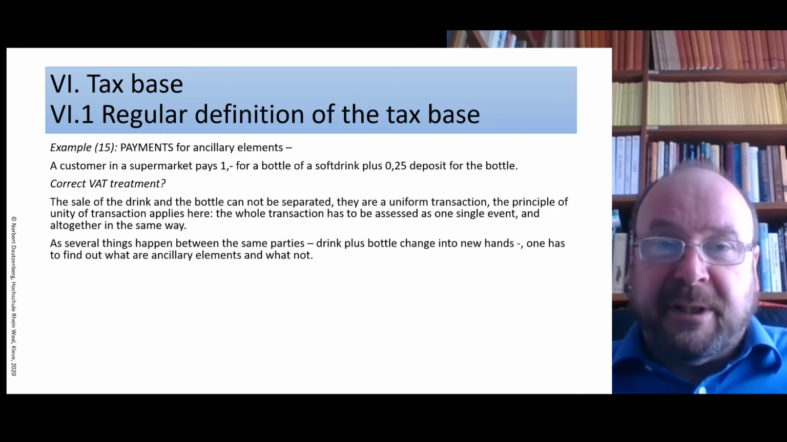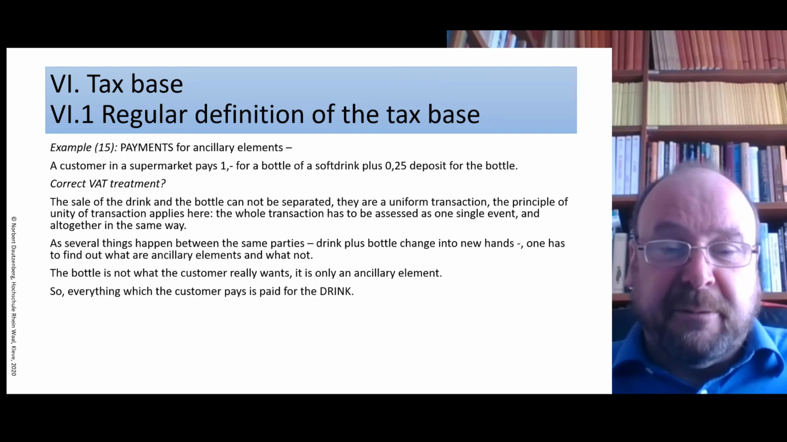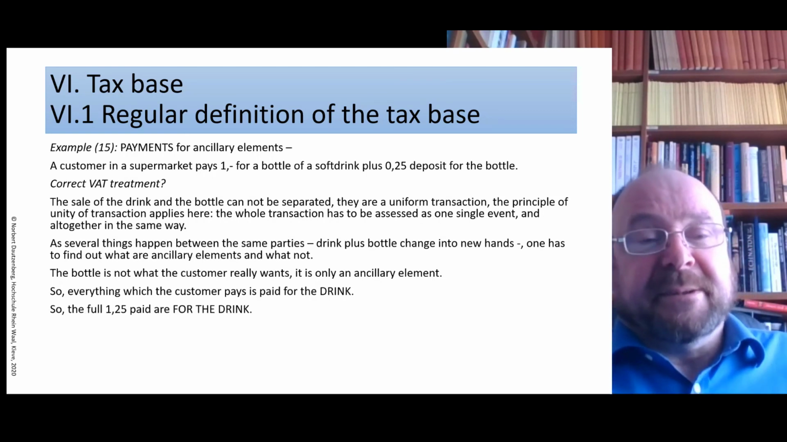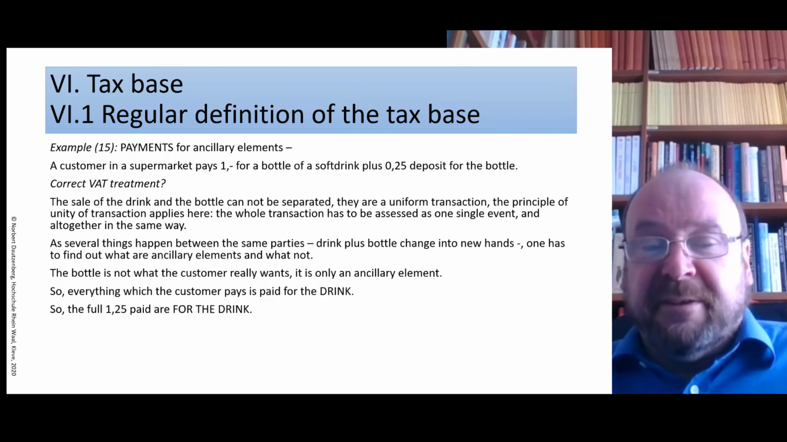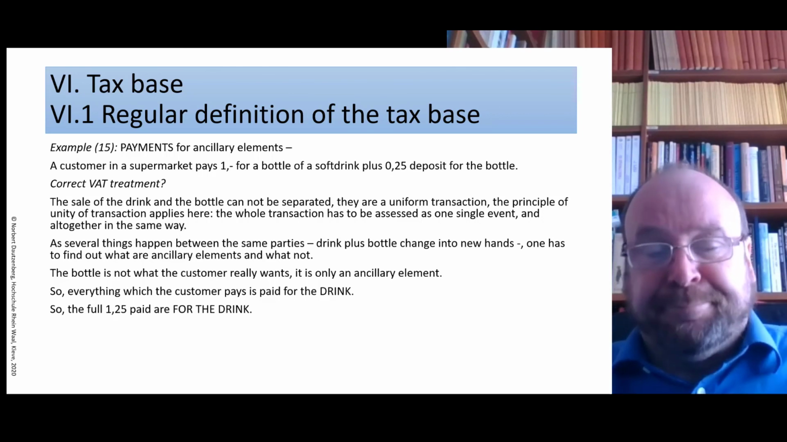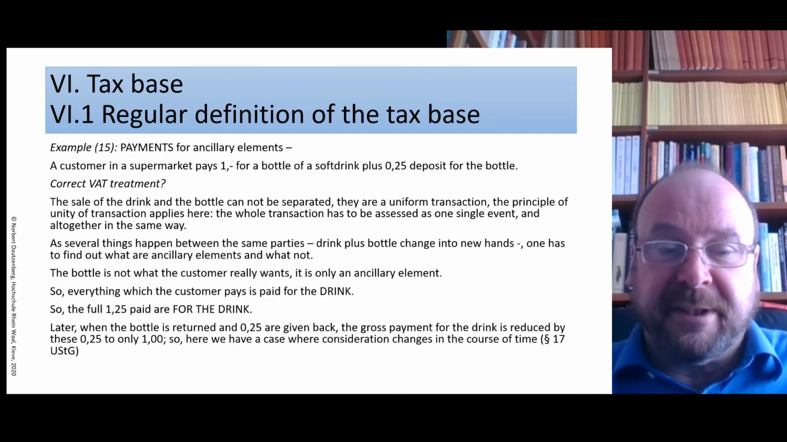Now it's clear that you are interested in the drink and not in the bottle. So the bottle is only an ancillary element. You can see that you either throw it away or give it back afterwards. So everything which you pay is paid for the drink, the main element. So the full 1.25 euro are paid only for the soft drink. So that's the gross amount for your soft drink.